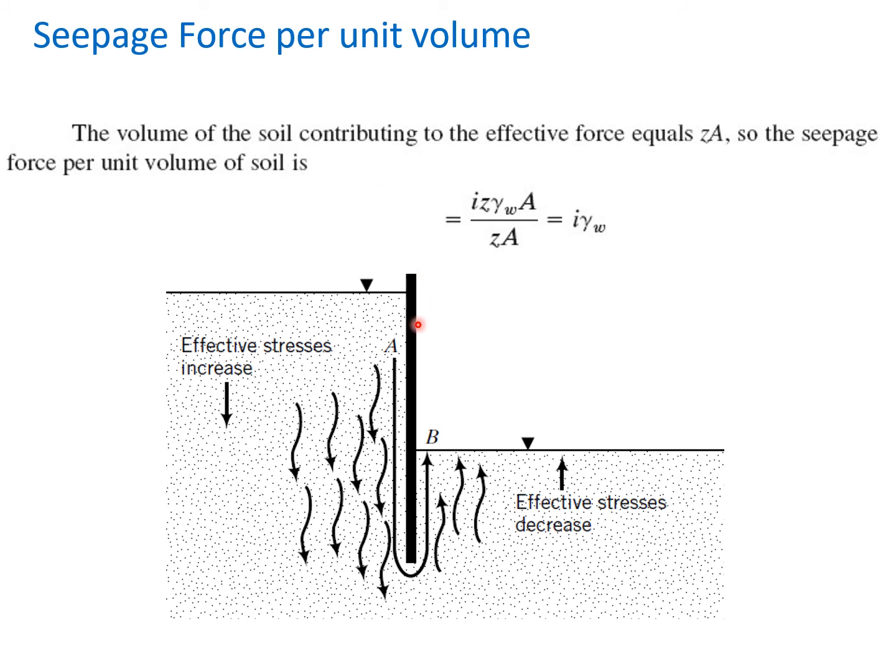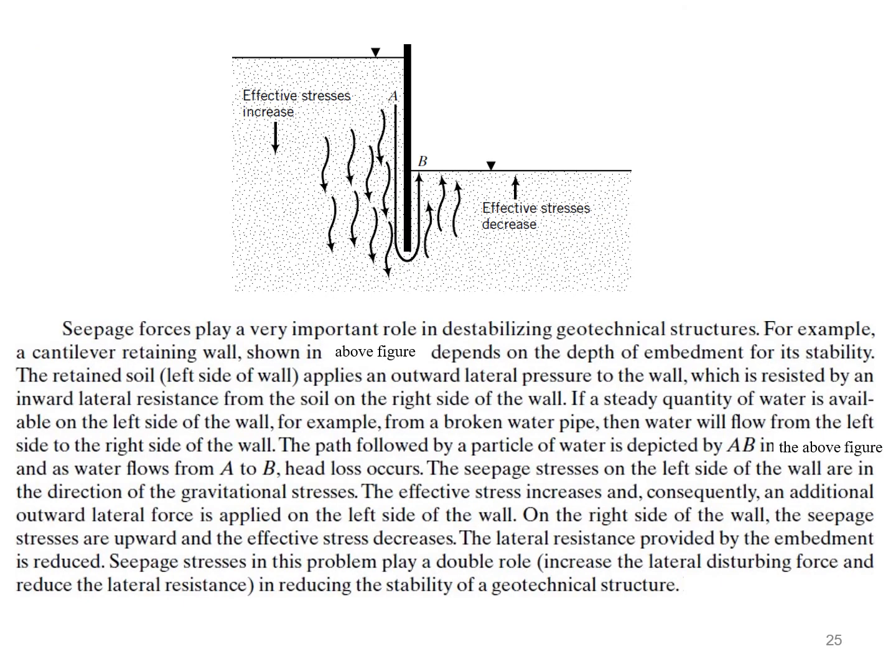Now look at this model, a sheet pile, and the water is seeping in this way, here in the downward direction and then here in the upward direction. So here it is written that effective stresses increase because of the downward seepage, and in this case effective stresses decrease because of the upward seepage. We have already discussed these things in the previous slides. Well, to understand this, one paragraph is provided.